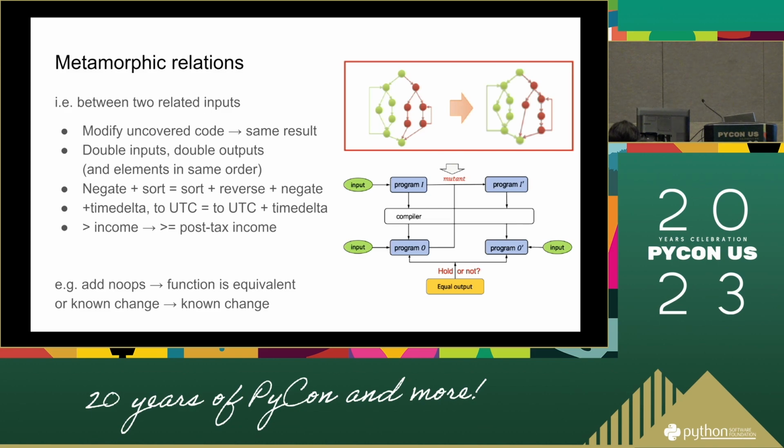So metamorphic relations tend to be quite specific to your domain, but this idea of thinking about what I know about the relationship between two different runs of my function, if I know something about the relationship between the inputs or between the outputs, can be quite powerful.